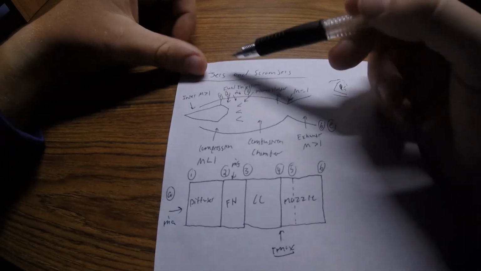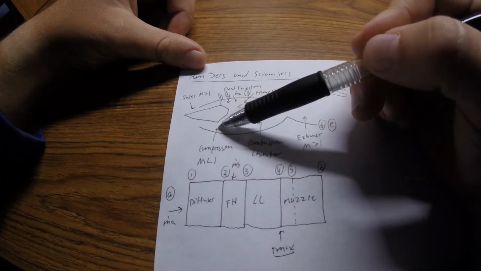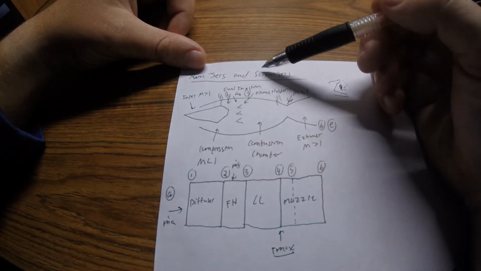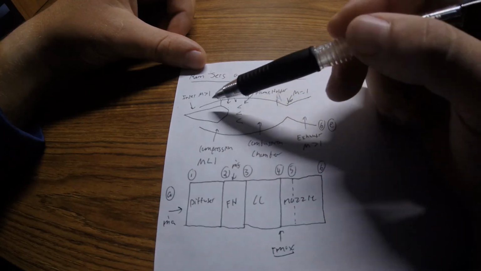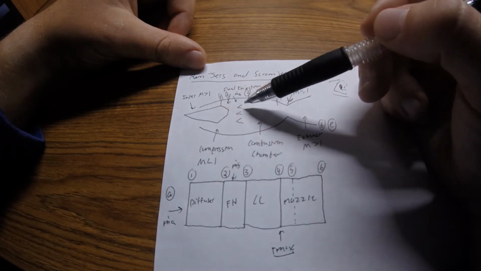So the difference between a ramjet and a scramjet is that for a ramjet, after the air is compressed, the Mach number is now less than 1. For a scramjet, which is a supersonic ramjet, the airflow stays supersonic the entire time.